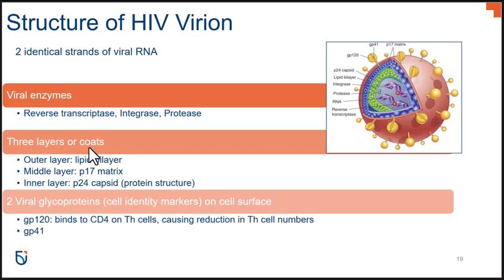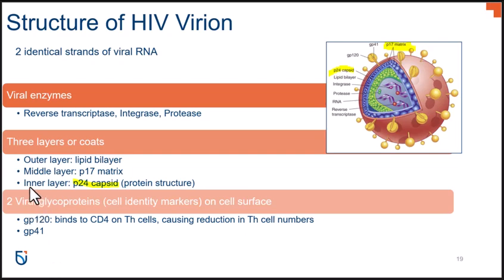There are 3 layers or coats when we look at the structure of the HIV virion. It has an outer layer that is primarily lipids. It has a middle layer that's made of what's called a P17 matrix, which we can see here, and that's just a structural protein making up that layer. And it has an inner layer called P24 capsid, which you can see represented here in green.